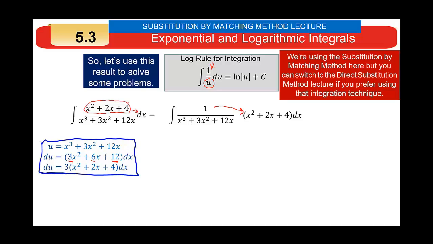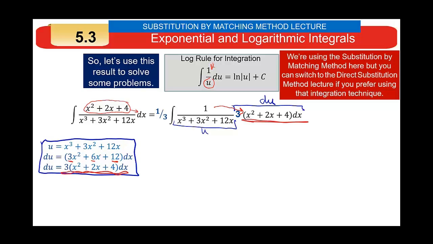I see the x squared plus 2x plus 4 in the differential, but I also see it in the integral. But I'm missing a 3. So looking back at the formula and looking back at where I'm standing, I can see my differential du forming. I'm just missing that 3. But that's okay. Everything but the 3 is there. I can put a 3 in as long as I multiply by 1/3 on the outside. And now you can see that my differential is complete. 1 over u is the way I want it to be.